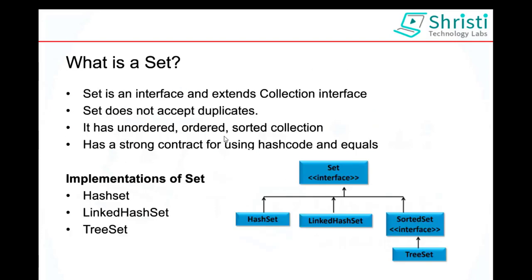Next, let us move on to set. What is a set? Set is an interface and it extends collection interface. Set does not accept duplicates. Set has got 3 types of collections: unordered, ordered and sorted collection. What is the difference between unordered, ordered and sorted collection? Unordered means there is no order at all.